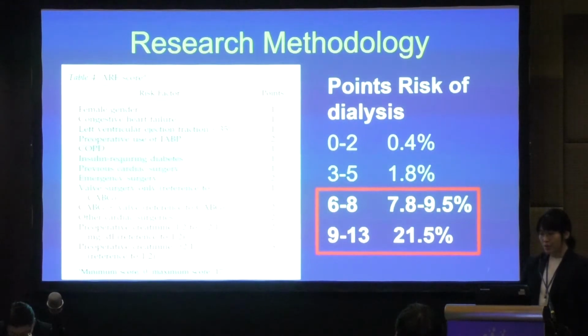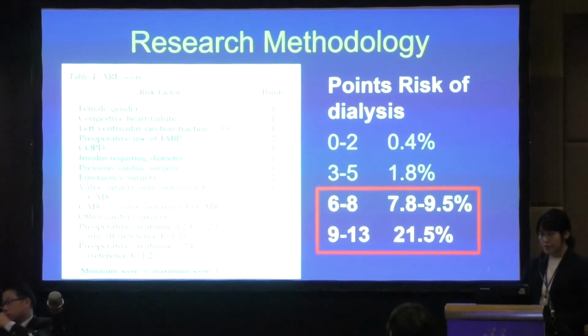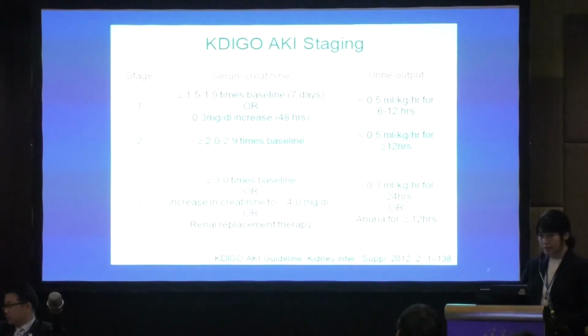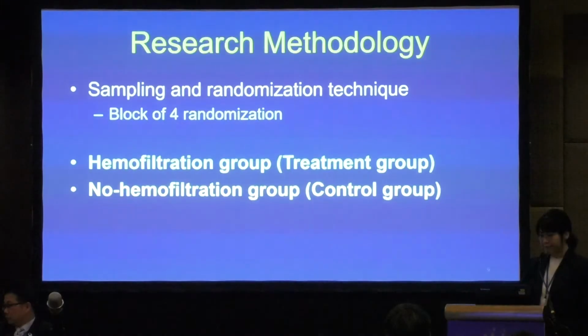This table shows the risk score converted to estimated risk of dialysis. If a patient has a score greater than or equal to 6 points, they have a risk of dialysis up to 7.8%. That's a 4-times risk compared with the 5 points that you see on the slide. Postoperative AKI is indicated by AKIN criteria stage 1 in serum creatinine. The sampling and randomization used blocks of 4 and divided patients into 2 groups, the MUF group and the no MUF group.